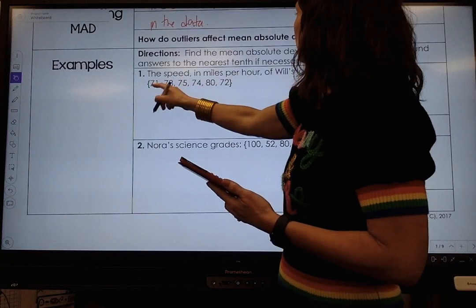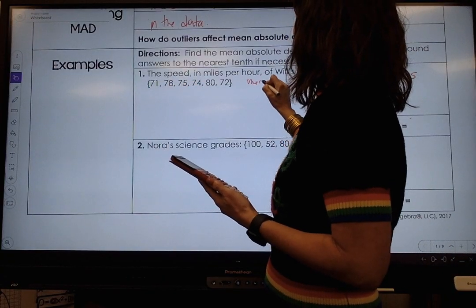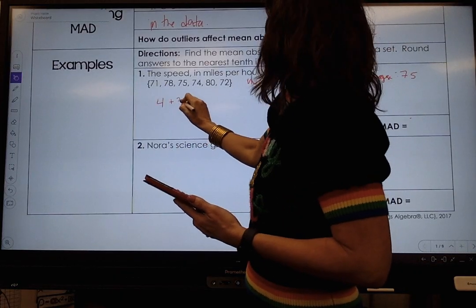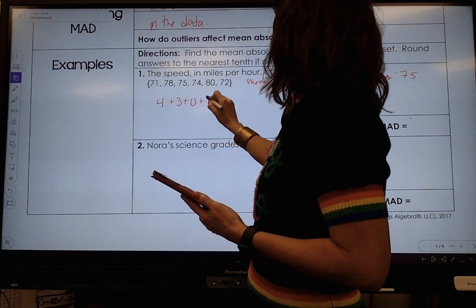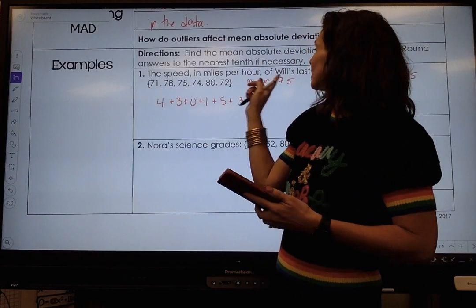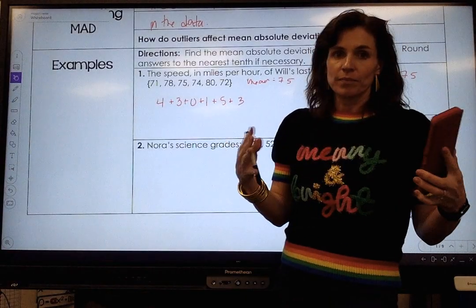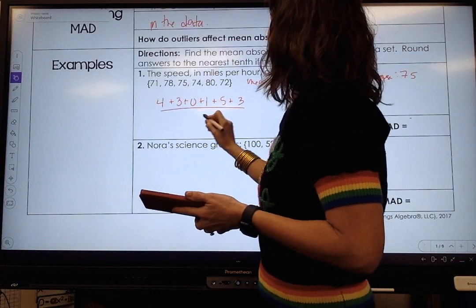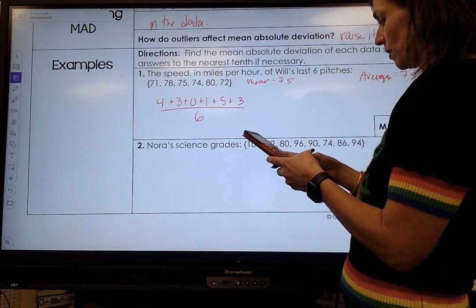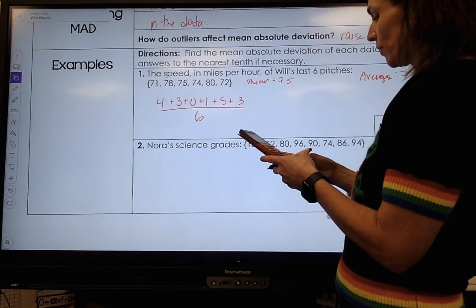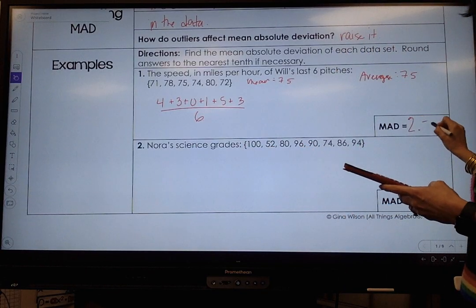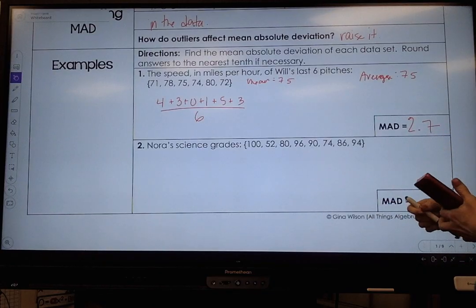So I'm just going to put the mean right here. The mean is 75. So now the distance here is 4 plus 3 plus 0 plus 1 plus 5 plus 3. So I'm taking the difference of all these and finding that distance. And then I'm going to divide by 6. So I get 7 plus 6 plus 3, and all divided by 6. And I get a MAD score of 2.7. That's my MAD score, okay?